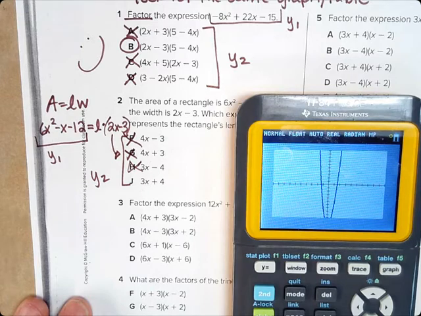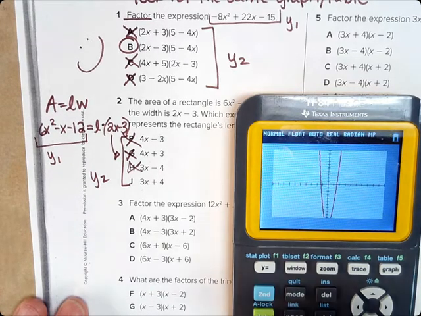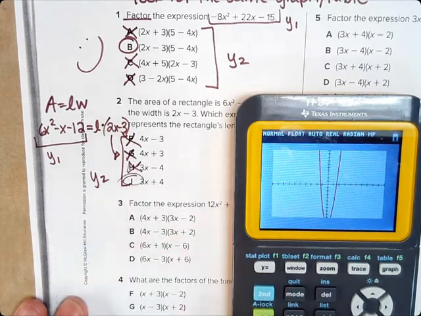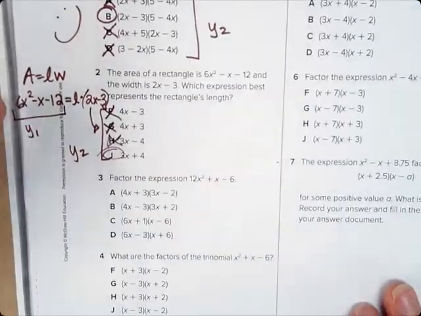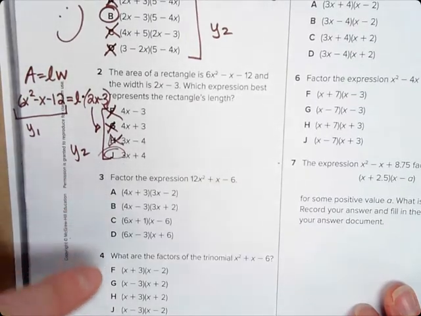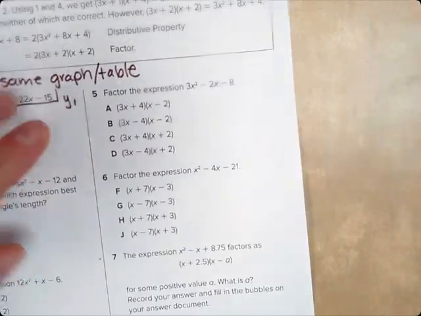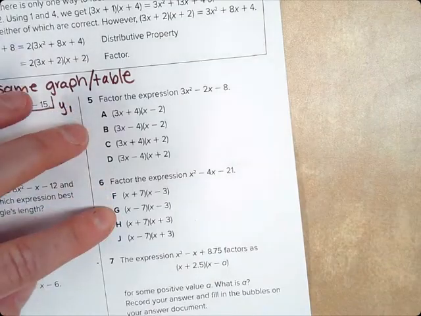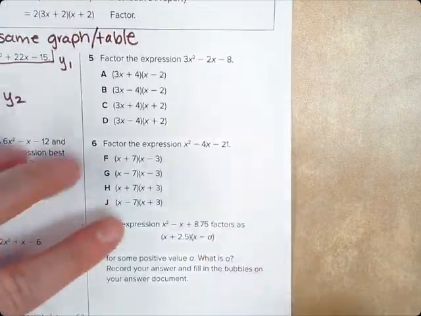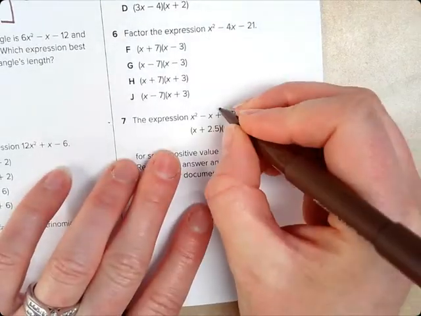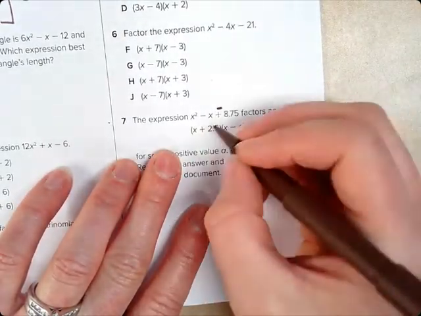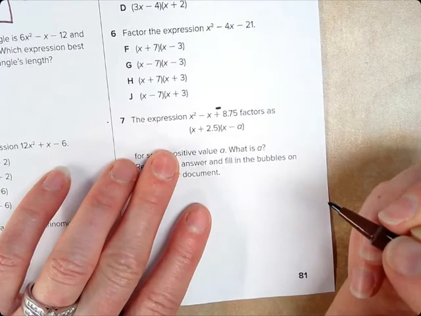So look at how I graphed J, and then the red goes right over the top of it. So J is our answer. Three, 4 are the same. 5 and 6 is the same. 7, there is a mistake on number 7. This should be minus 8.75. There was a mistake.